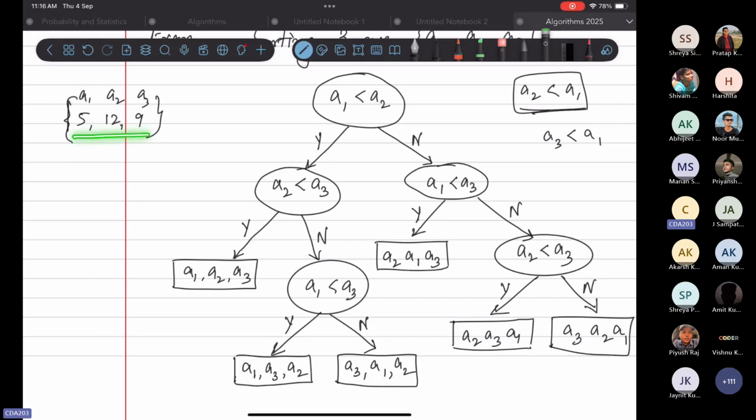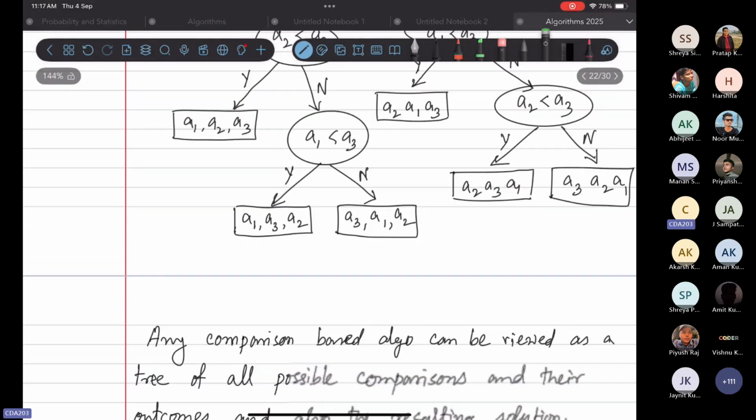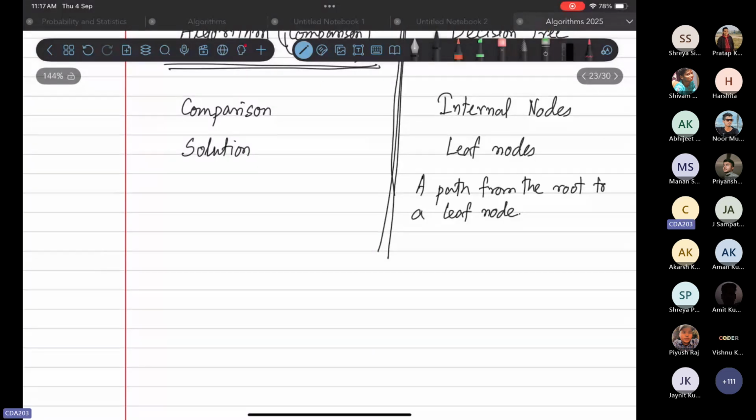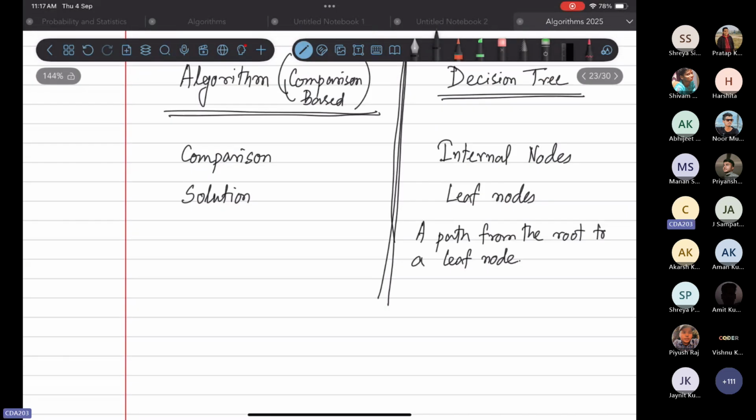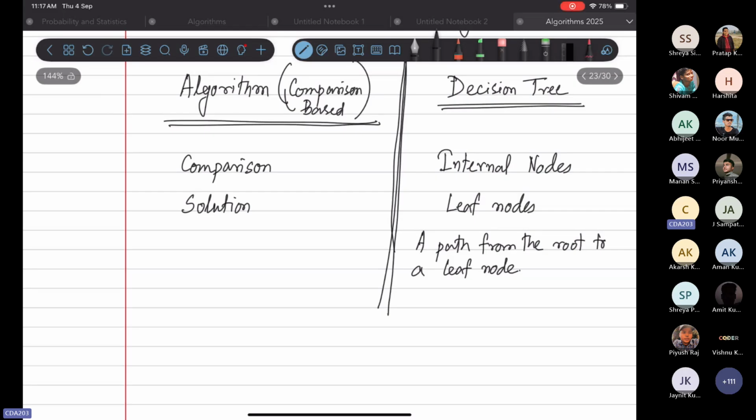then I'm going to follow this. This particular branch is showing one particular execution of the algorithm. Not the depth. Depth is the length of that, so I'll come to that. Okay. So what should I write here? A path from the root to a leaf node is an execution of the algorithm.